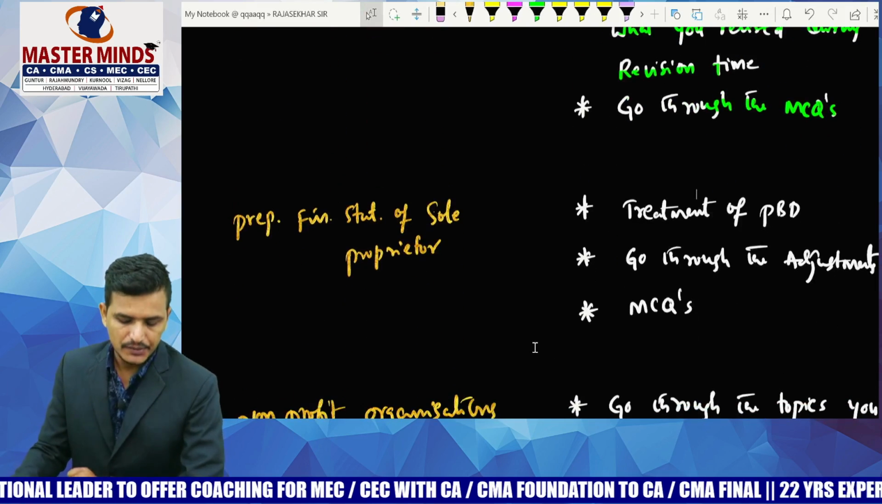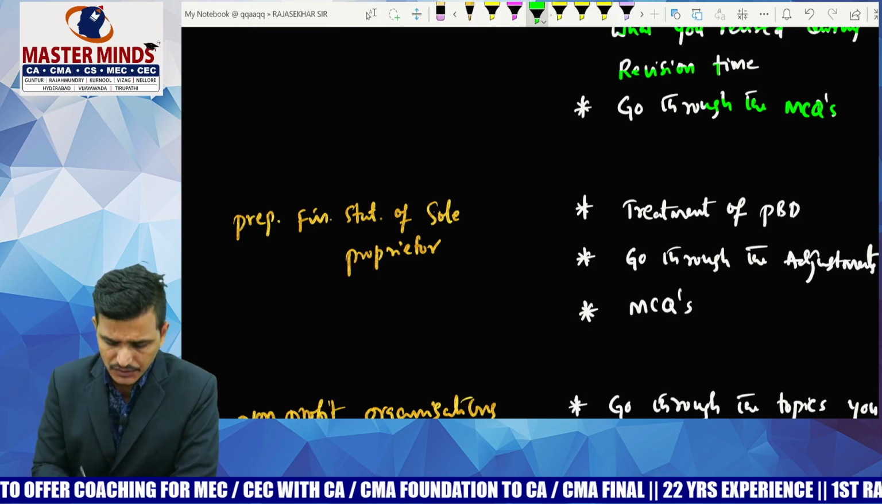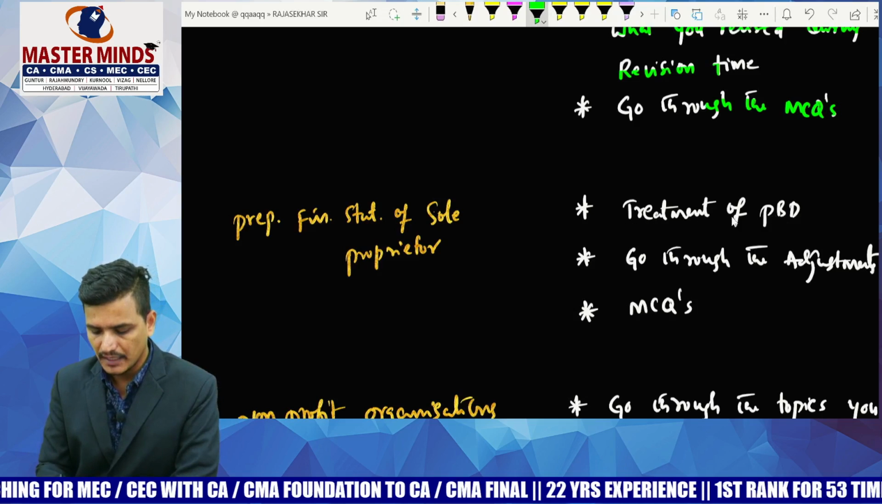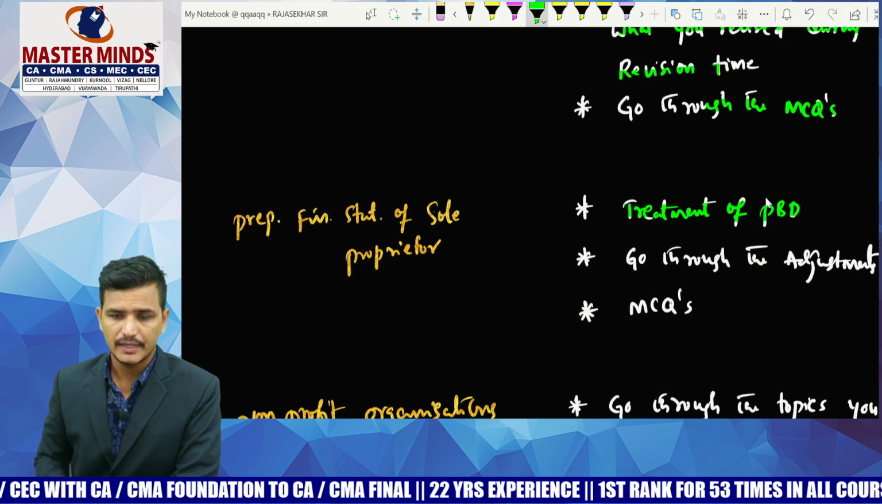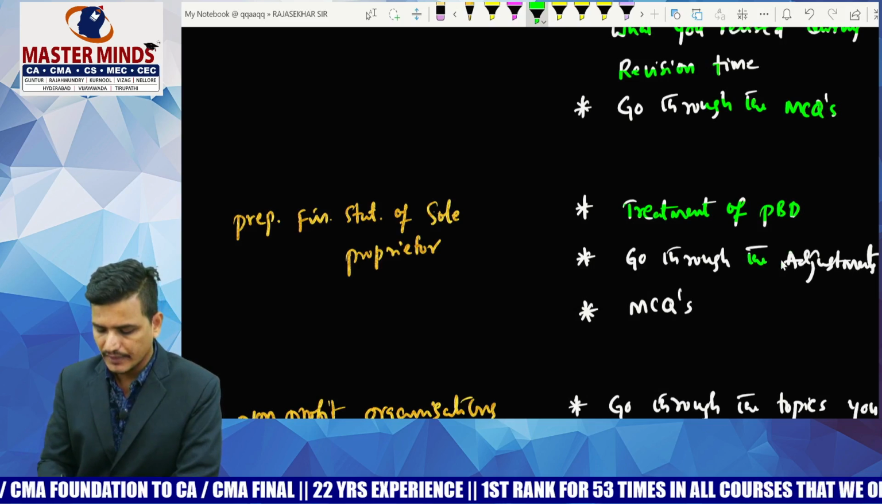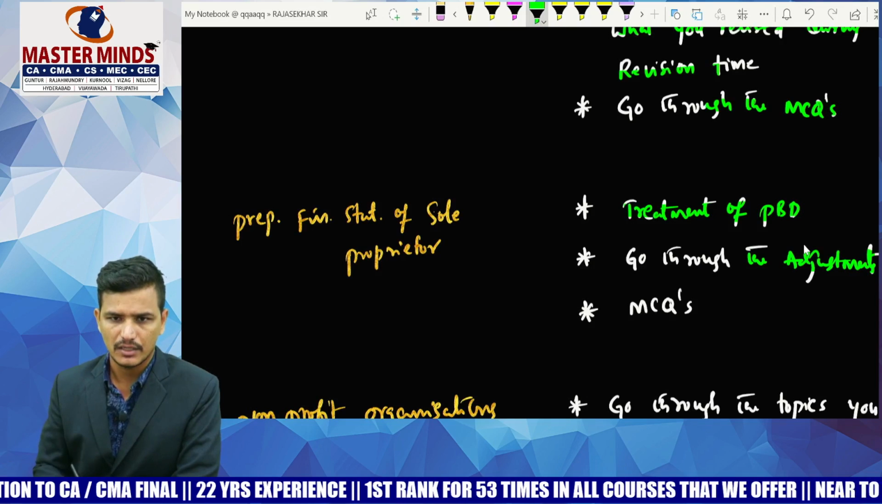Next, coming to the preparation of financial statements of a sole proprietor. That is simply our final accounts chapter. In the final accounts chapter, mainly focus on the treatment of provision for bad debts. This is the area where they are continuously testing a question. Also go through the various adjustments, and based on them, try to solve at least one or two problems.